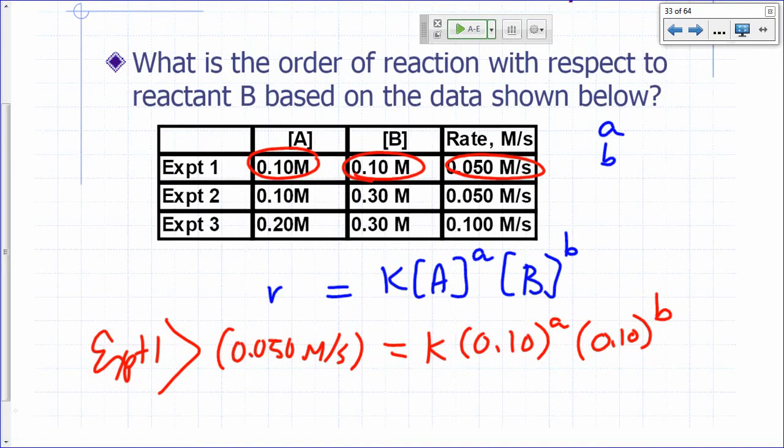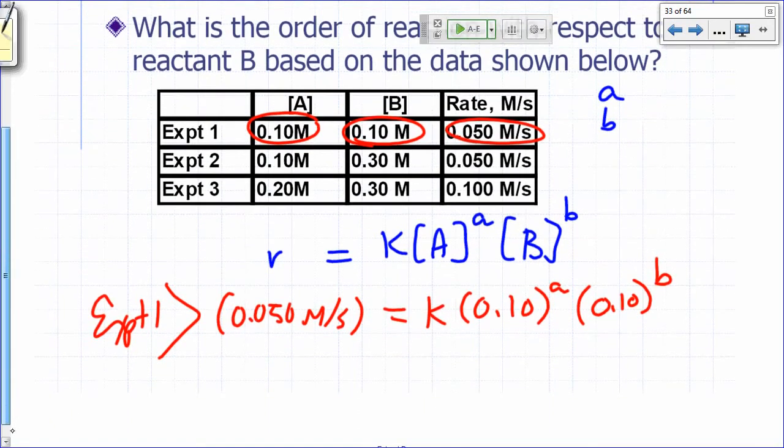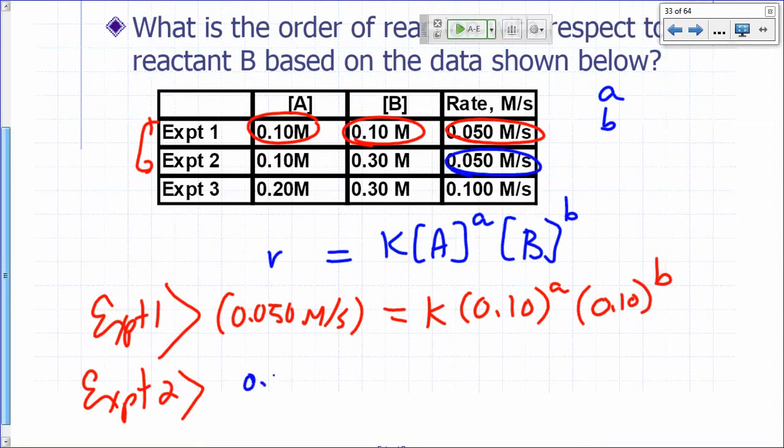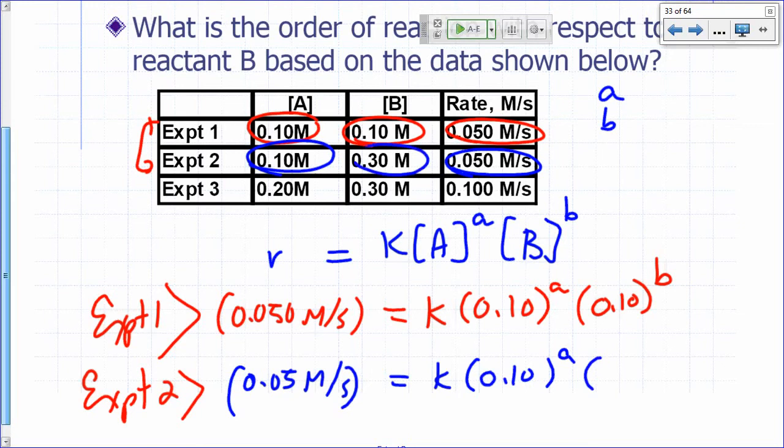Okay? And what two experiments do I need to compare? Experiment 1 and 2, right? So experiment 2 says 0.05 moles per liter per second equals K times concentration of A, which is 0.1 raised to the power a, times concentration of B, which is 0.3 raised to the power b. Okay? I have two equations, and I can solve for b, the order with respect to B.